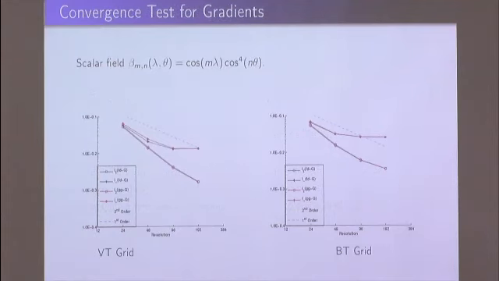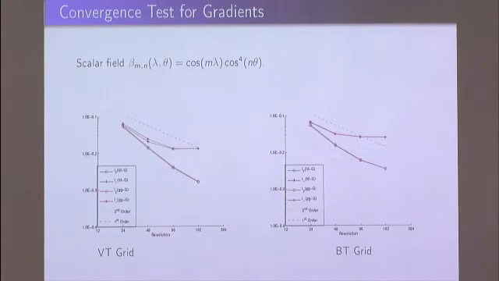And this is the scalar field I am using to compute the performance of this gradient, and this is the result for L2 and L infinity norms over the VT grid structure. The VT grid structure is one in which we use the circumcenters to construct the hexagons, and this is the result for the BT grid. The BT grid is the grid in which we use the bicentric points or centroids to construct the hexagon grid. In both cases, we see that the L infinity norm is inconsistent and it's not converging.